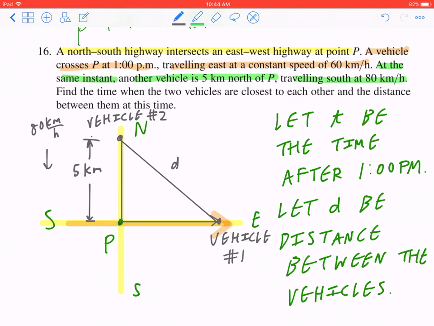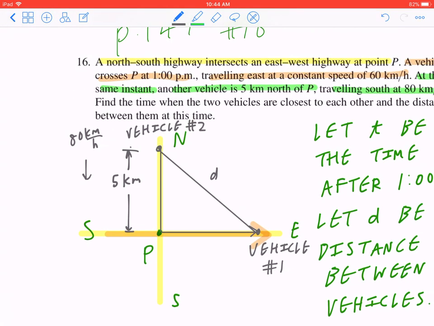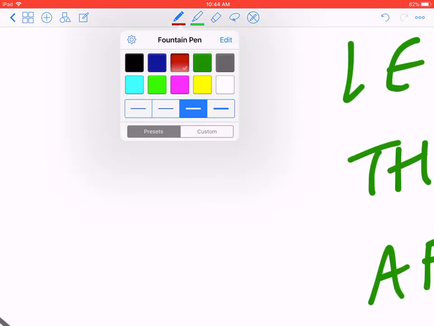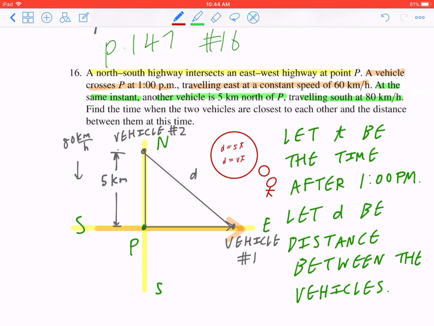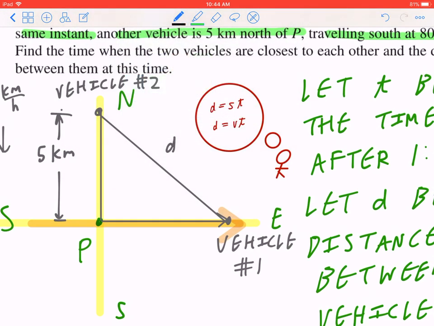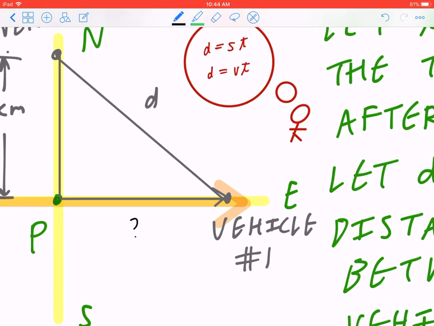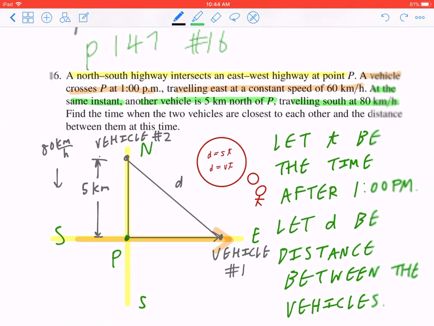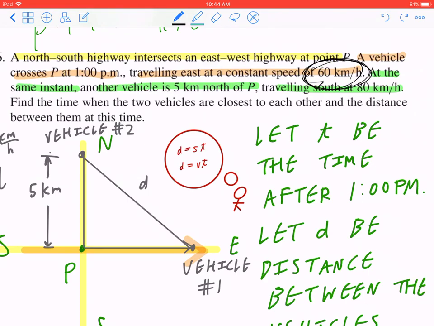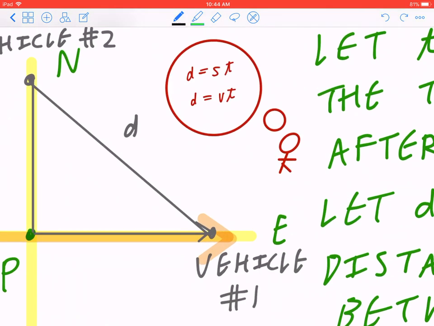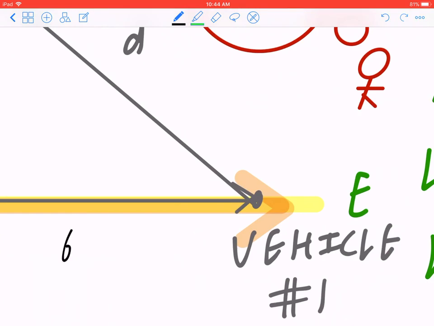Now, you have to remember a couple of basic concepts. For example, you have to remember that distance equals the speed times time, or displacement is velocity times time. If you go back to this first part, you need to figure out the distance. And since distance is speed times time, and the first vehicle is moving at 60 kilometers per hour, this means the distance is going to be 60 times t.